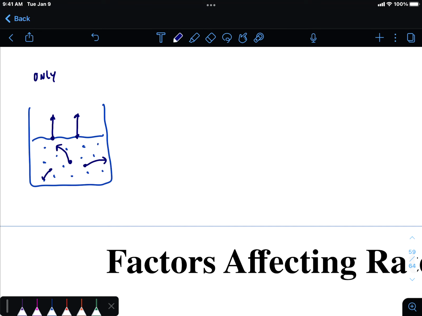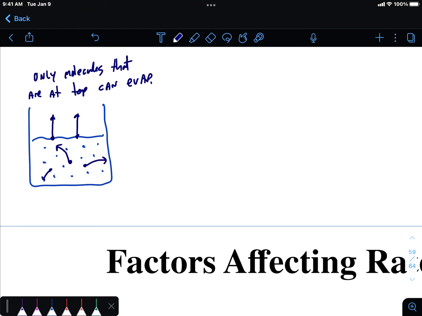So only molecules that are at the top can evaporate.